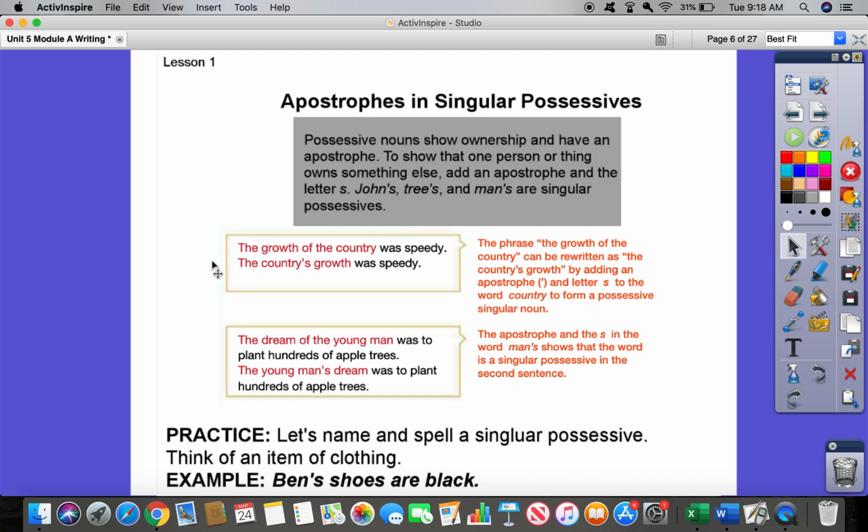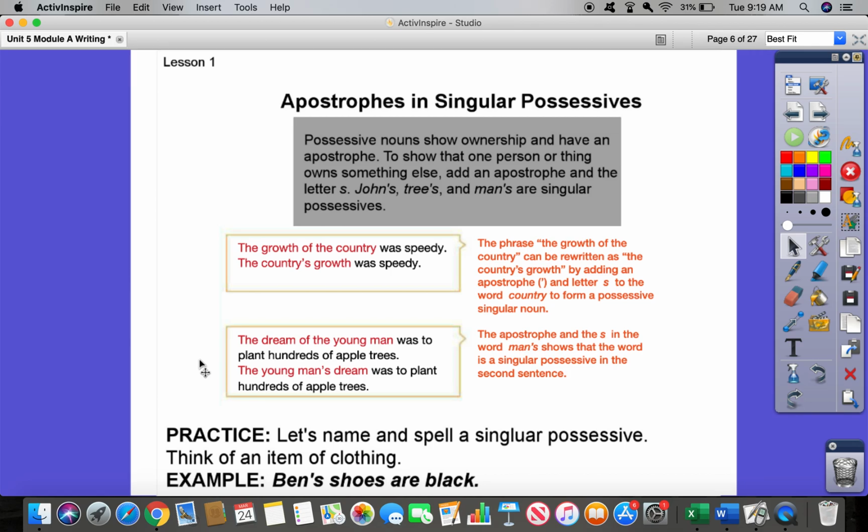Let's look at our first example. The growth of the country was speedy. The country's growth was speedy. The phrase "the growth of the country" can be rewritten as "the country's growth" by adding an apostrophe and the letter S to the word country to form a possessive singular noun. Second example: The dream of the young man was to plant hundreds of apple trees. The young man's dream was to plant hundreds of apple trees. The apostrophe and the S in the word man's show that the word is a singular possessive in the second sentence.